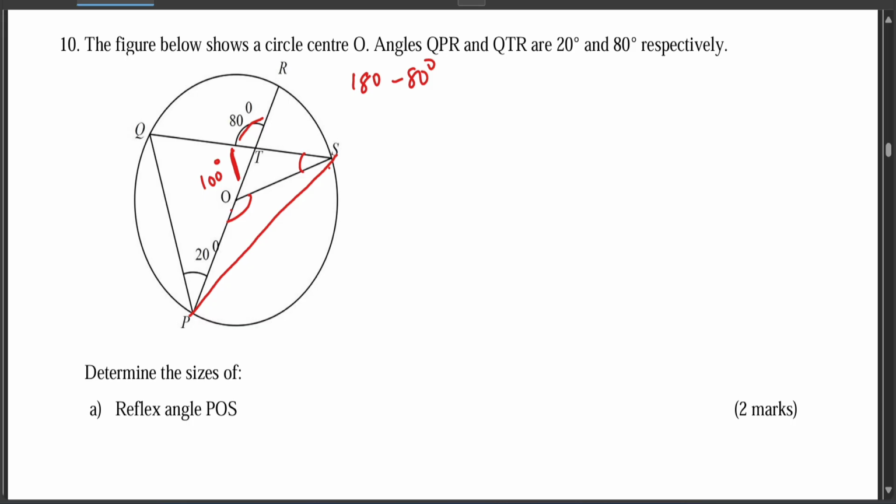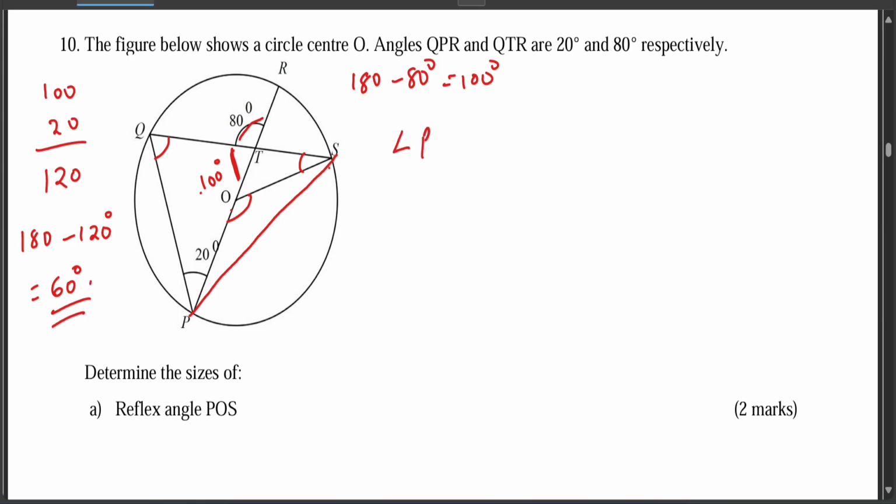So since PTQ is a triangle, angles in the triangle add up to 180. So this is 100. If you add it to 20, gives you 120. And then subtract it from 180 to give you 60 degrees. Okay, so angle PQT is equal to 60 degrees.